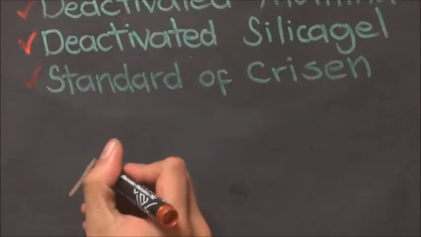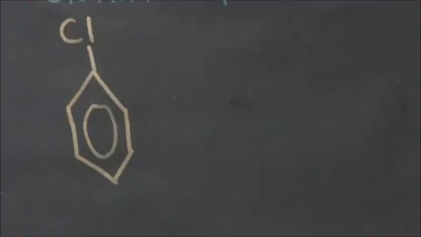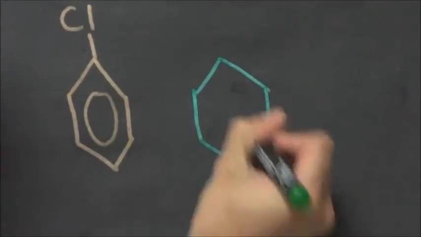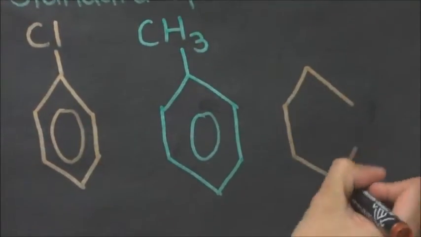To carry out this process, chemicals are used as standards of aromatic and aliphatic hydrocarbons: deactivated alumina 5%, silica gel 5%, standard chrysene.